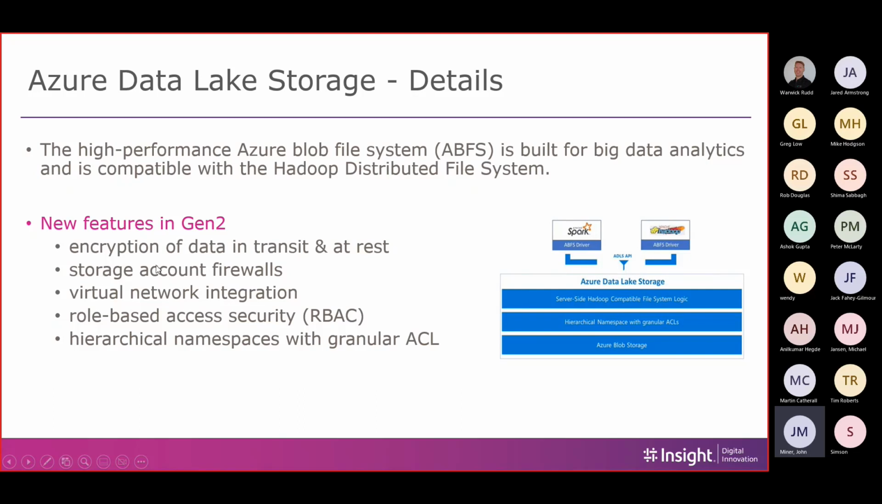A lot of cool other features: encryption at rest and in transit, firewalls, right? Get your VNets. Always had that even in version 1, but it was kind of kludgy, but in version 2 it is much better. RBAC and ACLs, okay?